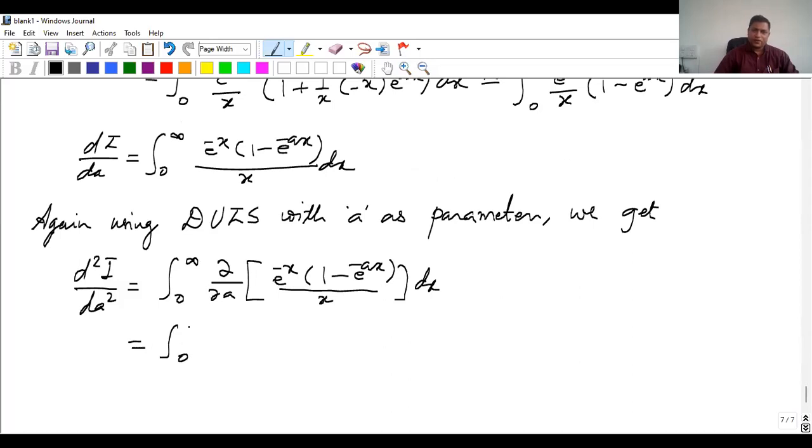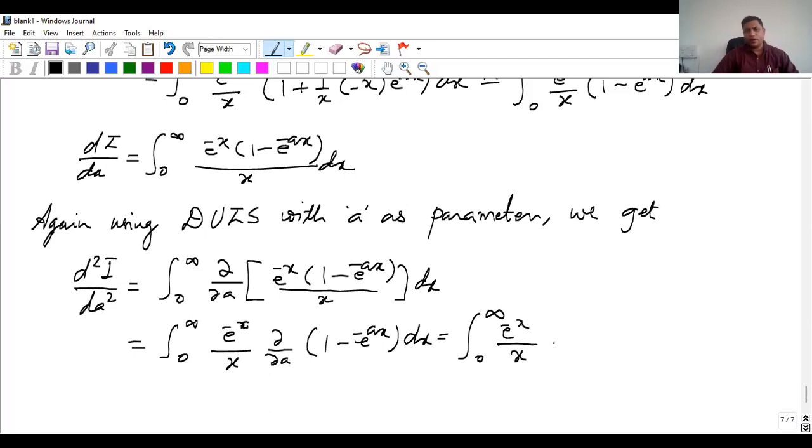So what we get here is integral 0 to infinity e raised to minus x upon x. This is ∂/∂a of (1 minus e raised to minus ax) dx. So it is integral 0 to infinity e raised to minus x upon x, and here the derivative of this term is going to be 0. So here we have minus, and this minus x will become plus x. So e raised to minus ax dx.